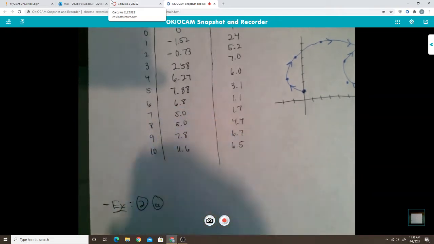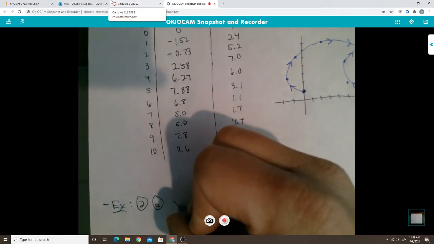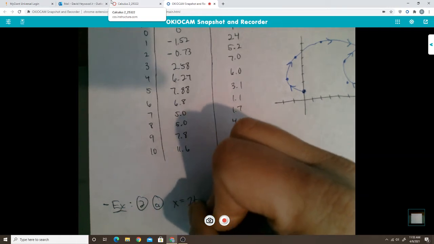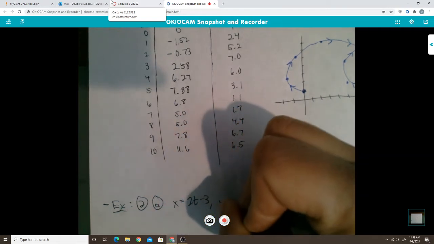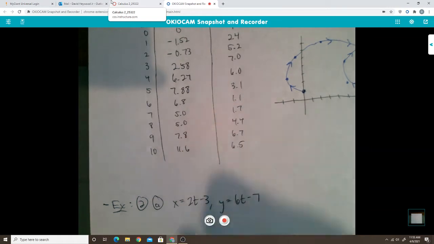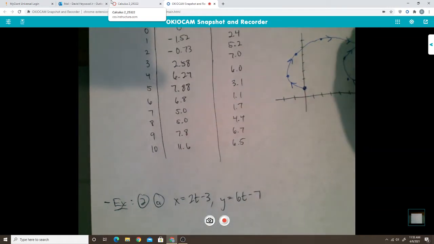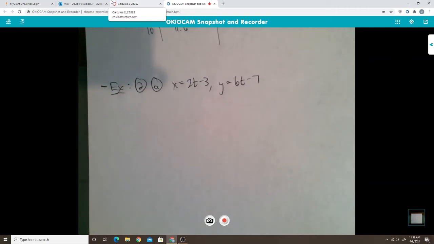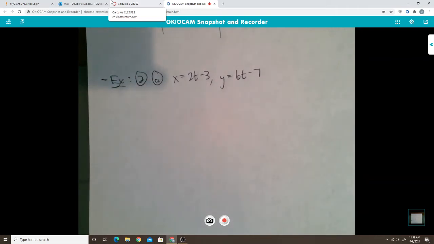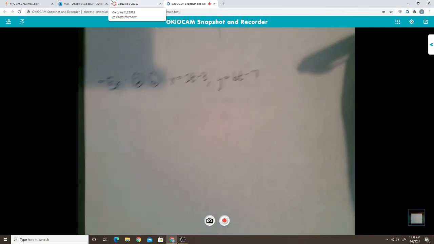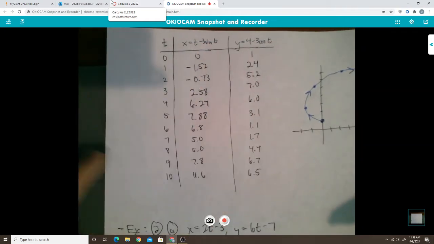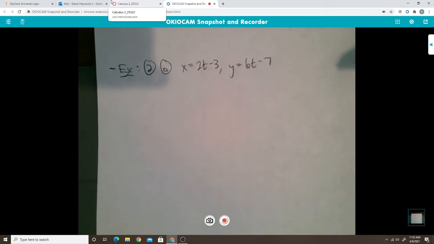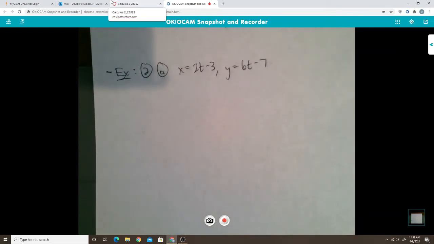So for part A, let's do this for x equals 2t minus 3, y equals 6t minus 7. Again, you could do this the same way we did example 1, but the instructions say to do it by eliminating the parameter. And if you can eliminate the parameter, it's really going to make your life a lot easier, because you don't have to sit there and fill in all of this stuff, right?